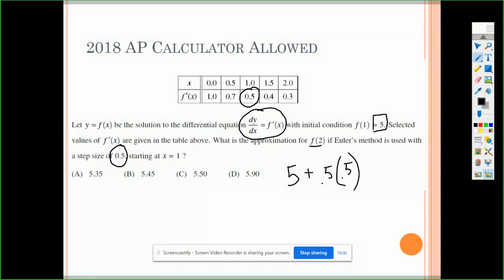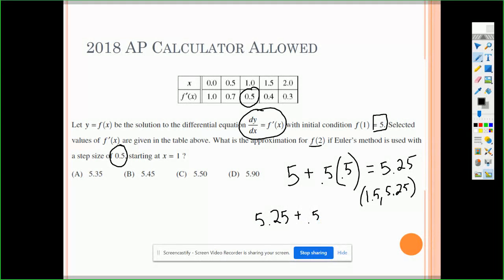Now this one you are allowed to use a calculator, so if you want to grab a calculator and type in, okay, what's 5 plus 0.5 times 0.5, we get 5.25. So now I'm at the point 1.5 comma 5.25. So I'm going to take 5.25, add it to my step size, which is still 0.5.